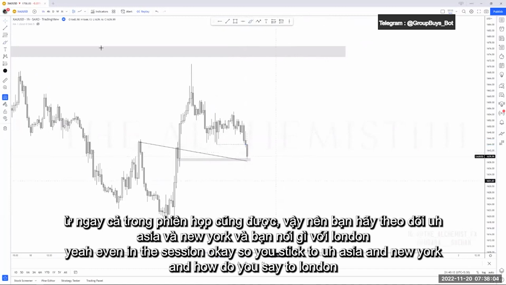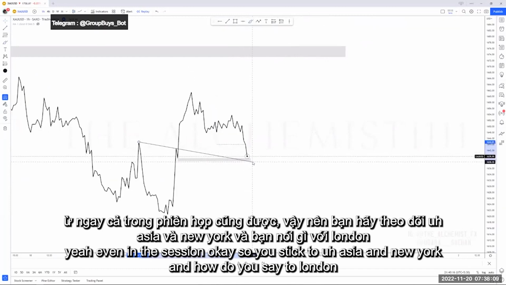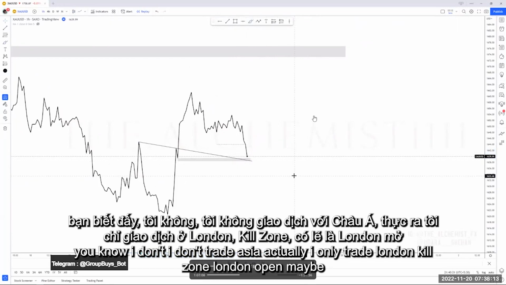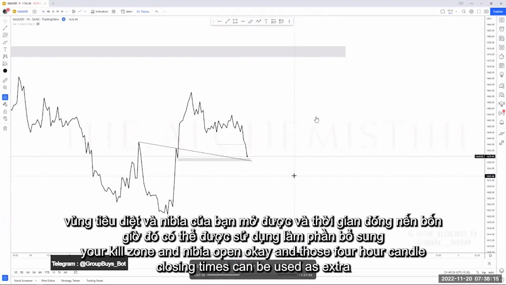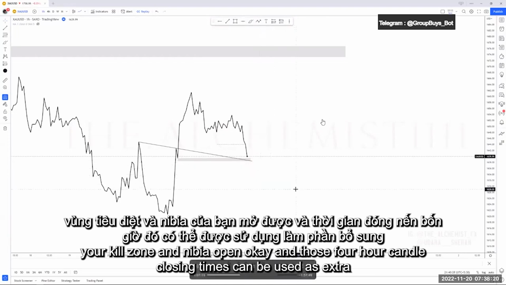So you stick to Asia and New York and the London Open? No, I don't trade Asia actually. I only trade London Kill Zone, London Open, New York Kill Zone, and New York Open. And those 4-hour candle closing times can be used as extra confluence.